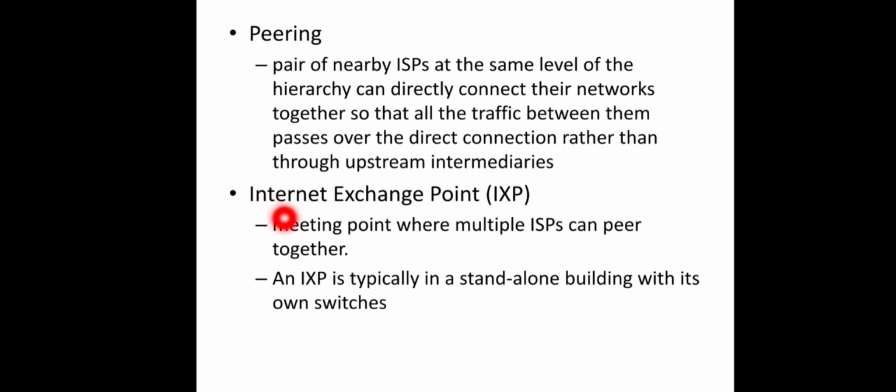And the next point to be discussed is the Internet Exchange Point, or IXP, which is a meeting point where multiple ISPs can peer together. IXP is typically a standalone building with its own switches, and there 2 different ISPs at the same level can be connected. So we have seen how the ISPs are arranged in a hierarchical manner, right?